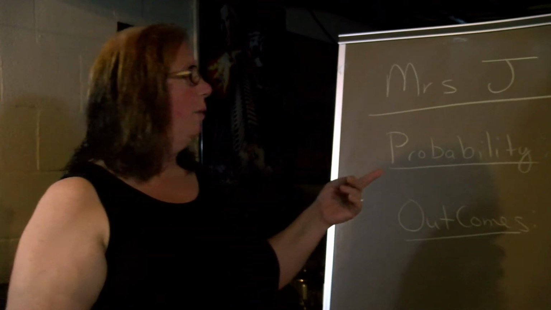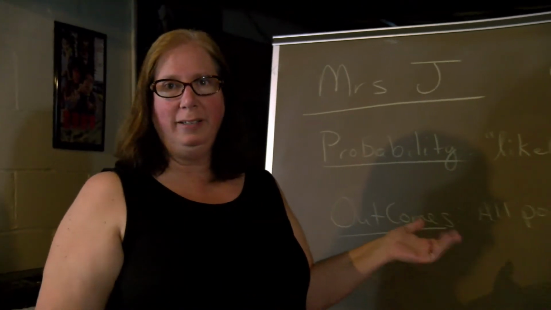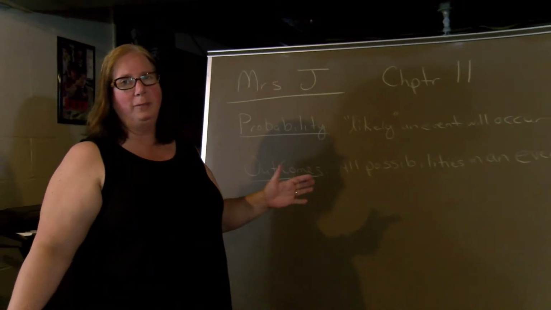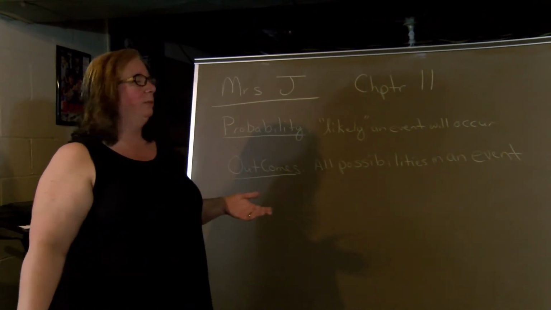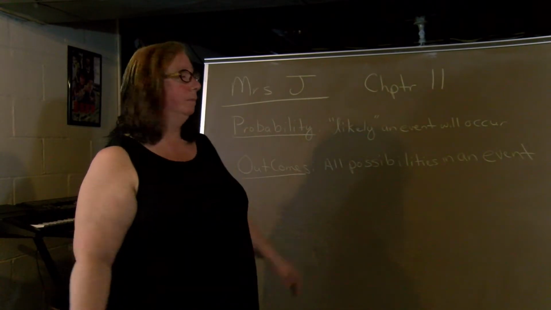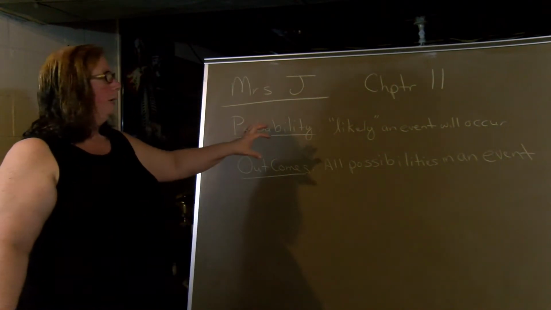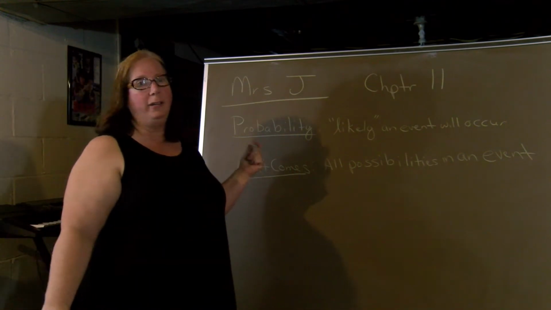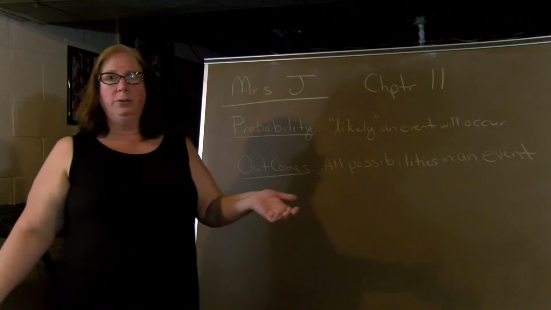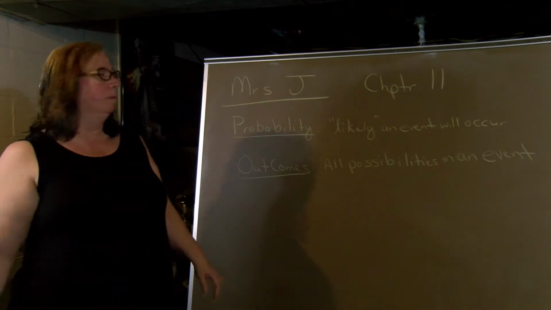Today we're covering Chapter 11, which is probability. And we're only going to touch on it because I know it's not everybody's favorite subject, although it's my favorite subject. Probability is how likely an event will occur. When you're talking about an event, it could be rolling a die, it could be tossing a coin, and you can combine events also, which we'll do in the next chapter.